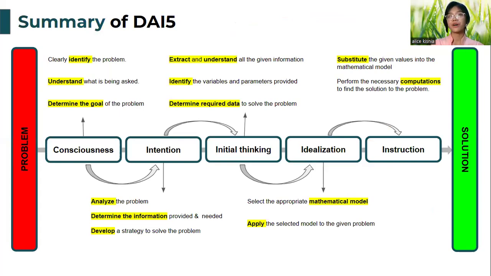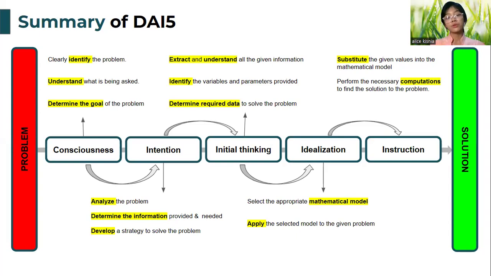The summary of the DAI5 framework itself: we have a problem and we need to find the solution. There are 5 steps that we have to do to find a solution. The first one is consciousness. Consciousness is required to clearly identify the problem, understand what is being asked, and determine the goal of the problem. And then we move to the second step, which is intention. Intention means that we have to analyze the problem, determine the information provided and needed, and then develop a strategy to solve the problem.